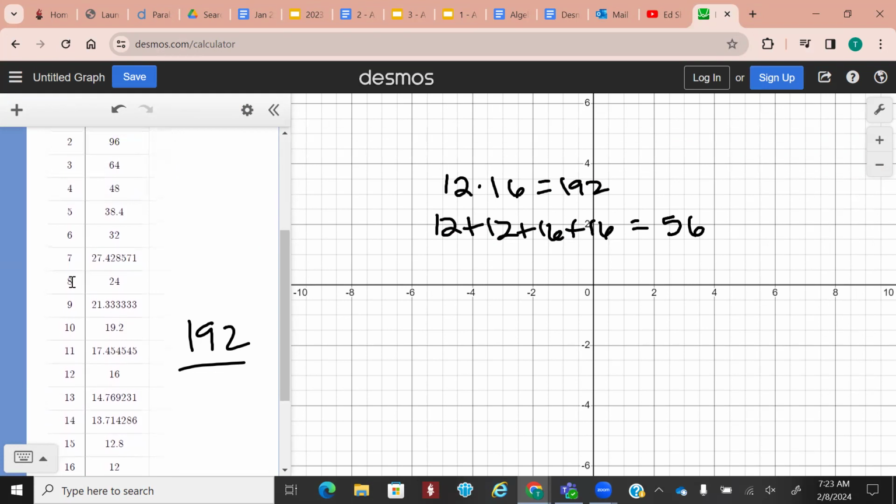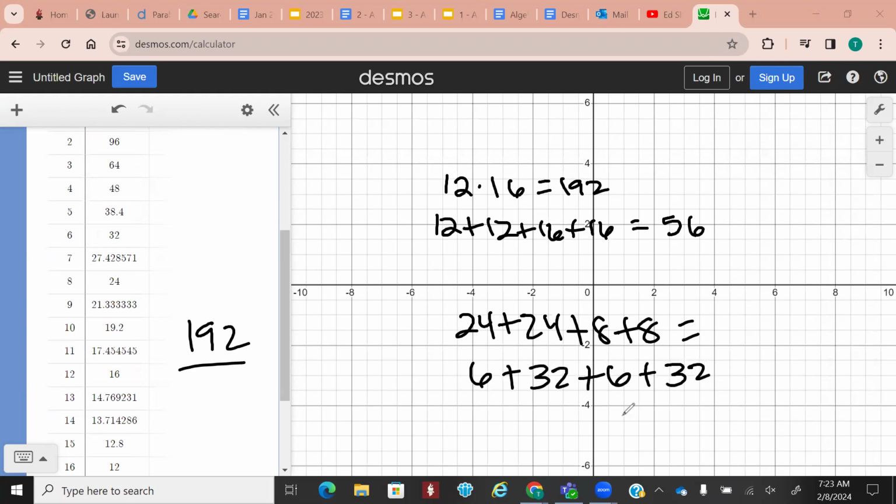We could also do 8 and 24, but let's see if we can add that together to give us 56. 24 plus 24 plus 8 plus 8. That doesn't work. That's over 56, right? Okay. What about 6 plus 32 plus 6 plus 32? Okay, again, too big, right?